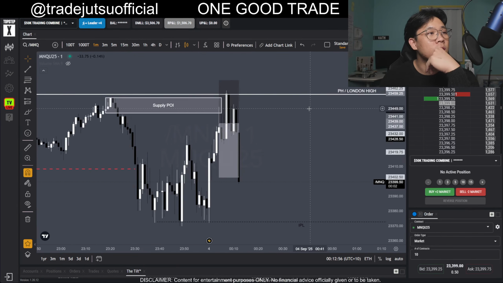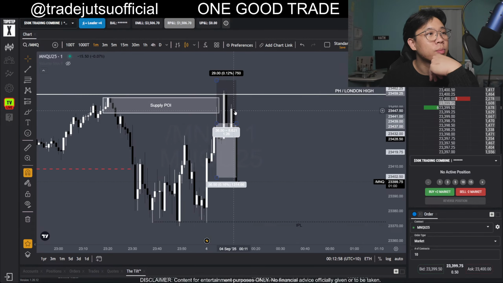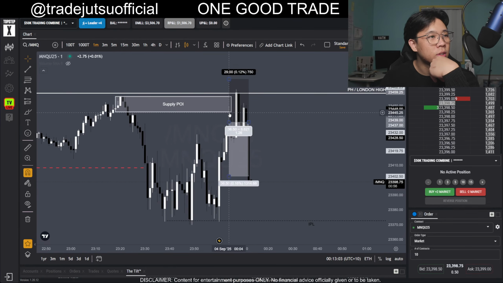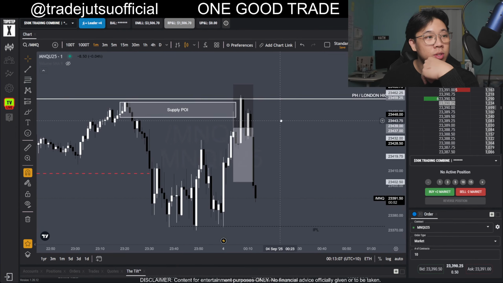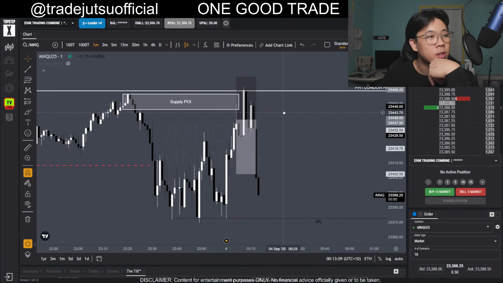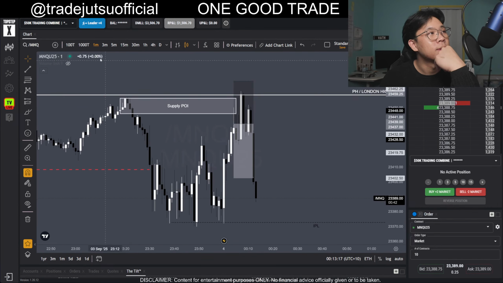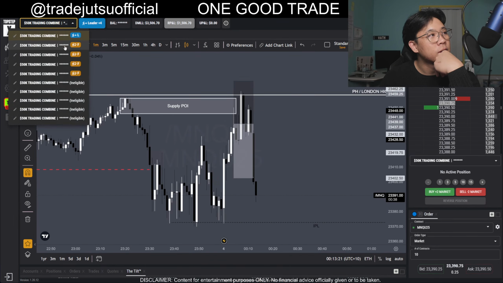Yeah, as you can see, in my opinion, I could have maybe waited. Look, it swept that supply zone. It kind of put us in the red for a bit longer than we wanted to. But yeah, that's a pretty fair trade there. Pretty decent trade.